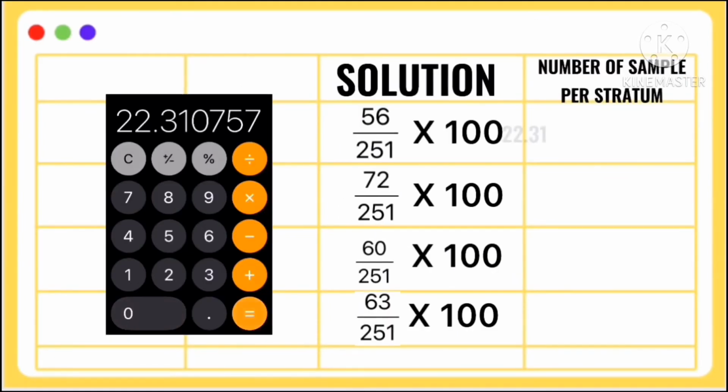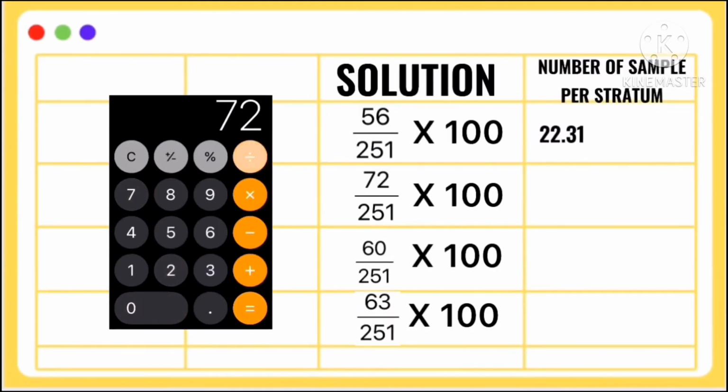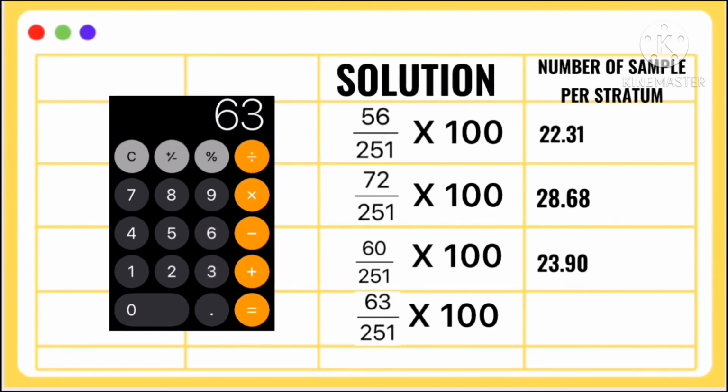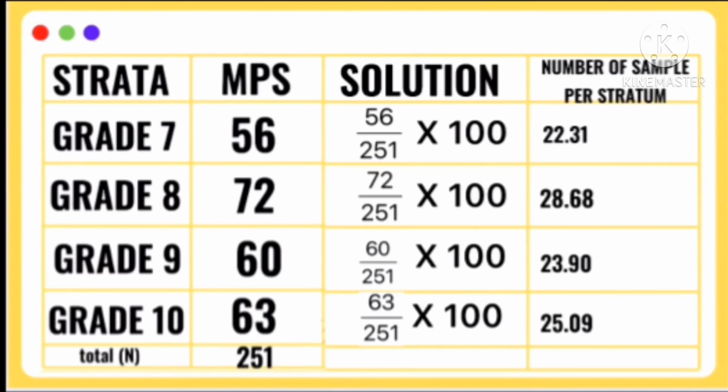And we got an answer of 22.31. 72 divided by 251 times 100 is equal to 28.68. 60 divided by 251 times 100 is equal to 23.90. 63 divided by 251 times 100 is equivalent to 25.09. But wait, these are not yet our final answer.